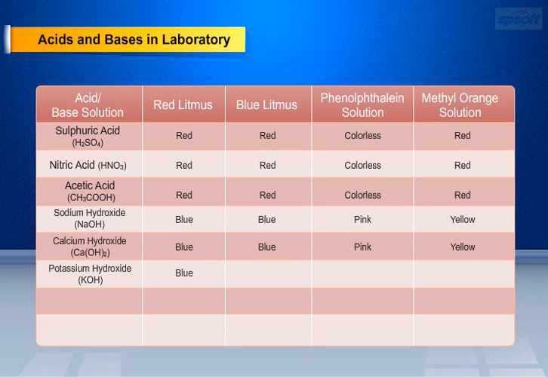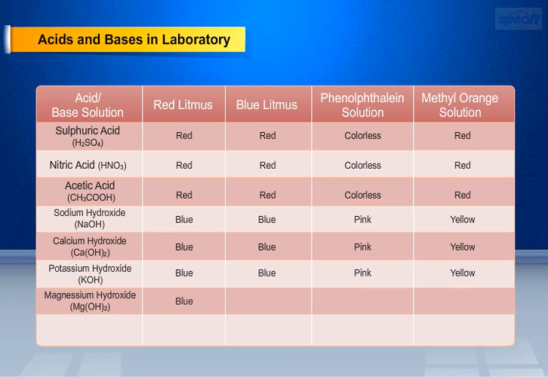Potassium hydroxide changes red litmus to blue. Potassium hydroxide remains the same for blue litmus paper. Potassium hydroxide shows pink color when phenolphthalein solution is added. Potassium hydroxide shows yellow color after adding methyl orange.